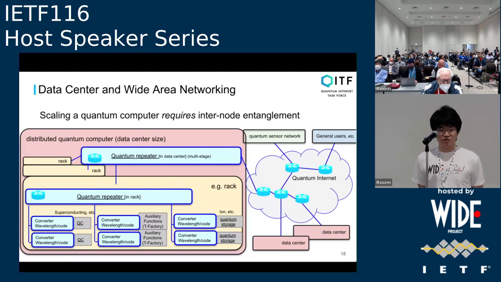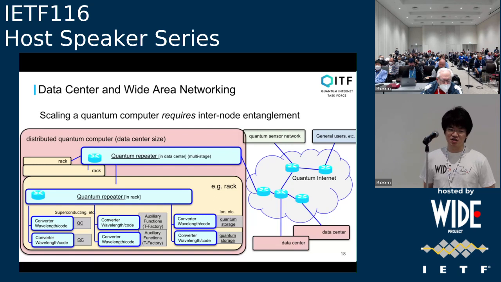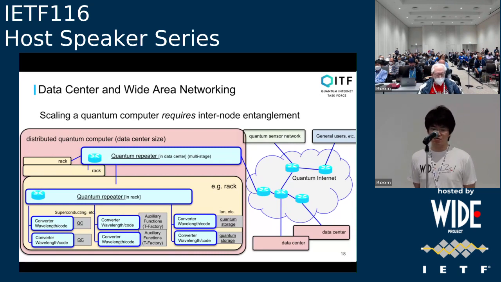Okay, so what do we want to achieve? The quantum data center and quantum wide area networking. To achieve a large scale quantum computer, I'm talking about just quantum computation, a distributed quantum computer is required. A large number of quantum computers should be connected and clustered, like the supercomputer today.